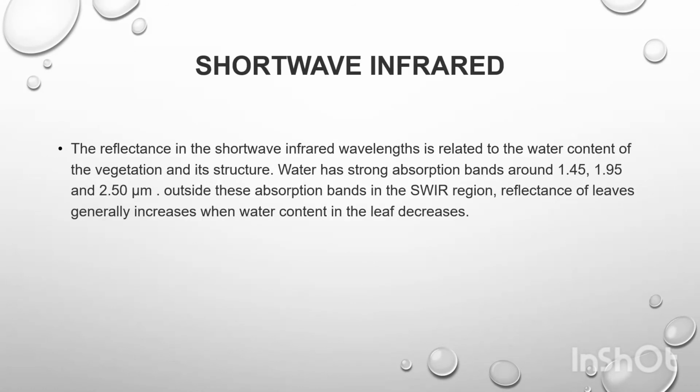Now, going to the shortwave infrared band. The reflectance in the shortwave infrared wavelength is related to the water content of the vegetation and its structure. Water has strong absorption bands around 1.45, 1.95 and 2.50 micrometer. Outside these absorption bands, in the SWIR region, the reflectance of the leaves generally increases as the water content in the leaves decreases.